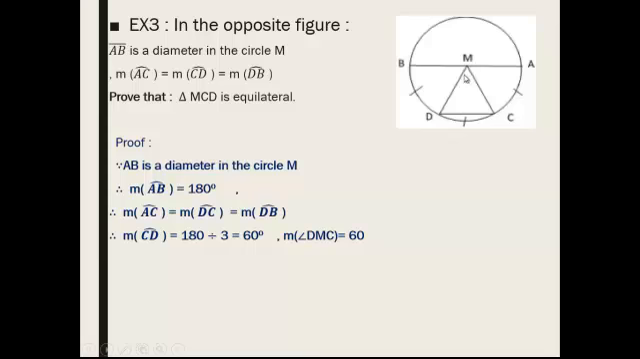Therefore the central angle subtended by this arc equals 60 degrees. Therefore the measure of angle DMC equals 60 degrees. I have MC equals MD, both radii. Then the triangle is isosceles and the measure of angle M equals 60 degrees. Therefore triangle MCD is an equilateral triangle.